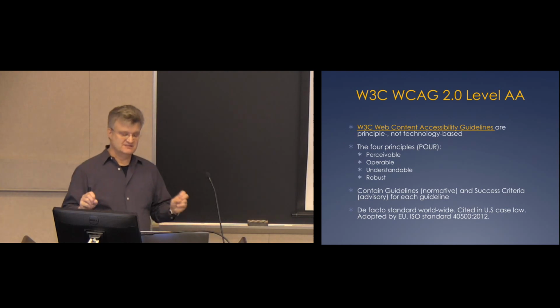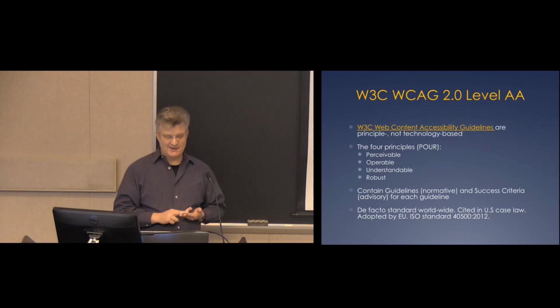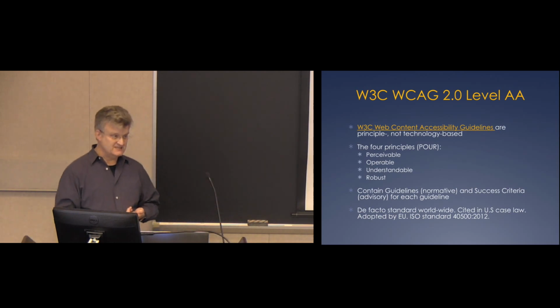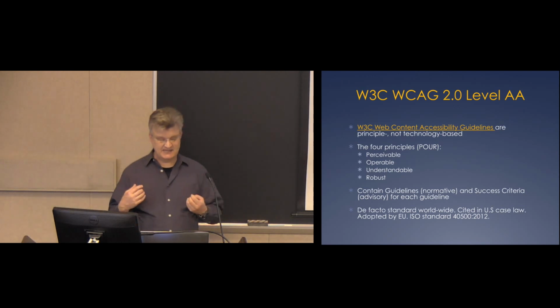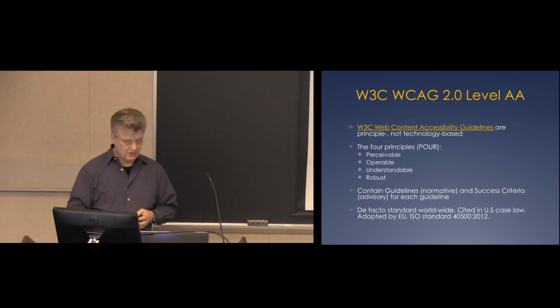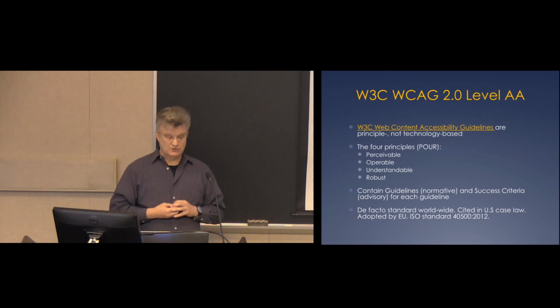There are 3 different levels, A, AA, and AAA. We're kind of going for the Goldilocks AA. And I really do like this standard. One of the things I like about it is that it's principle-based and it doesn't call out specific technologies for the guidelines. So the 4 basic principles, which form the acronym POUR, are perceivable, operable, understandable, and robust.